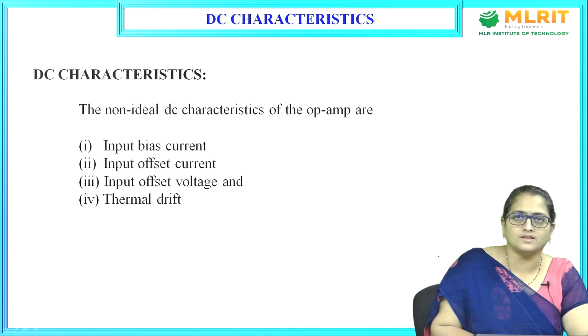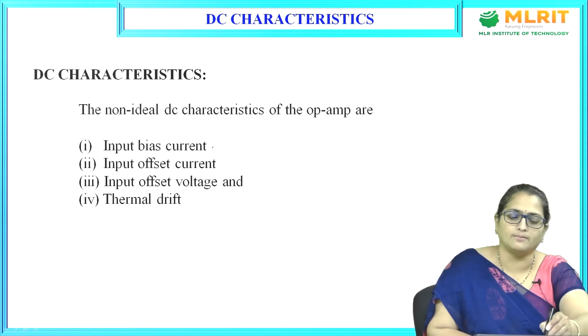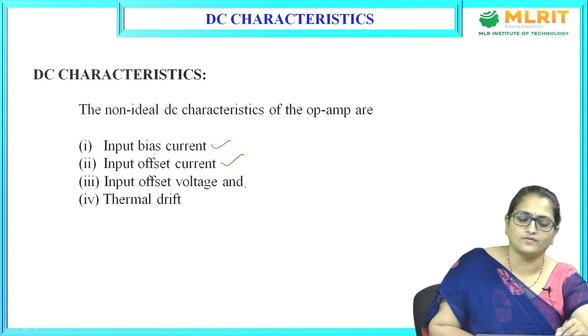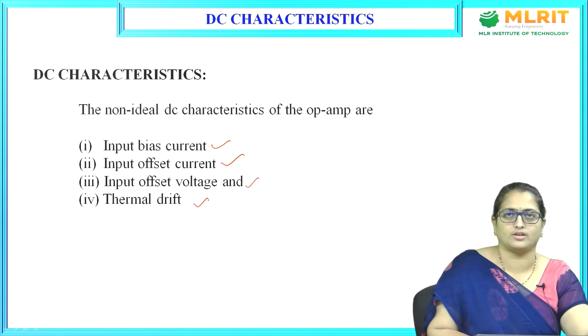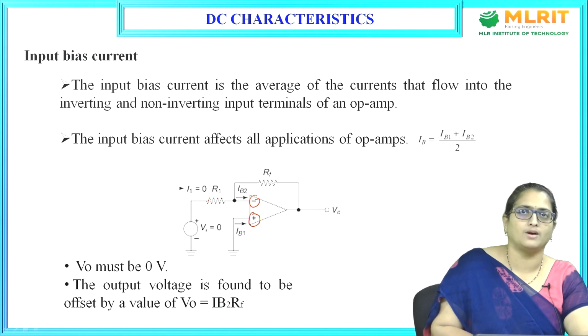So, the next content is what are the different types of DC characteristics. The non-ideal DC characteristics of an op-amp are input bias current, input offset current, input offset voltage, and thermal drift. These are the four types of DC characteristics. The first one is input bias current.